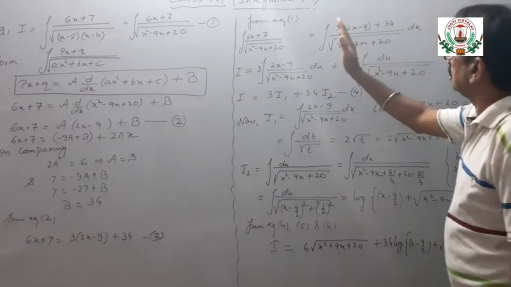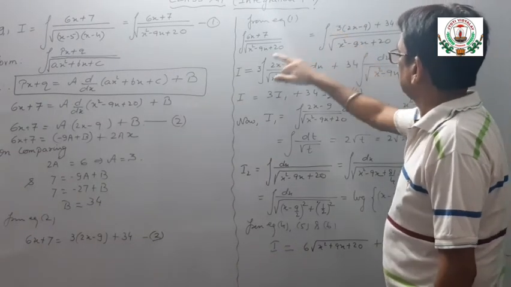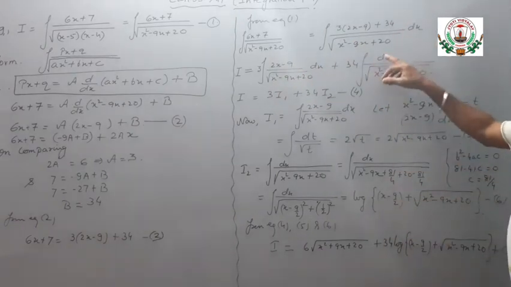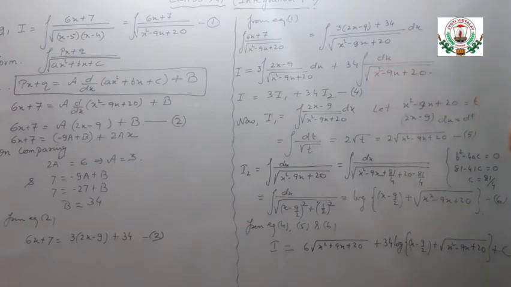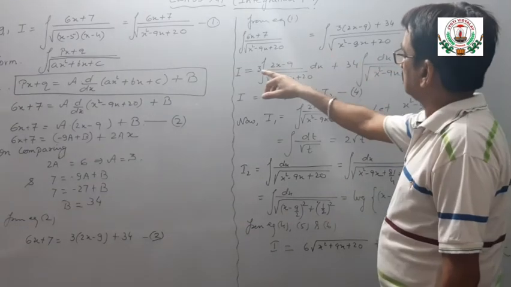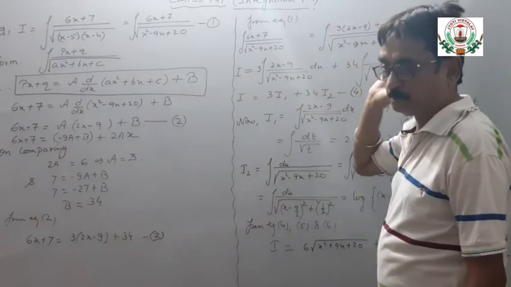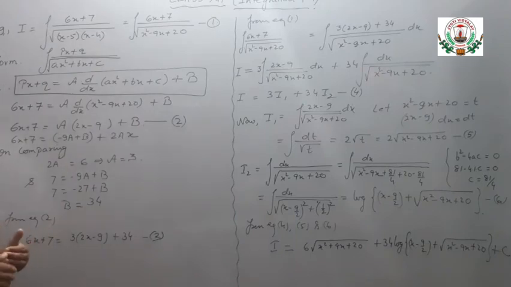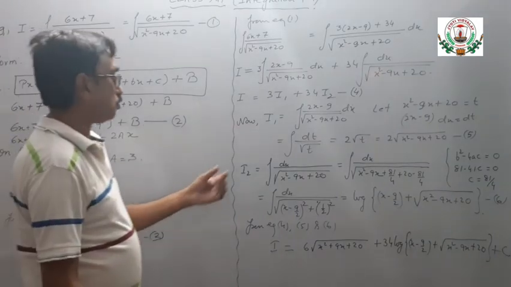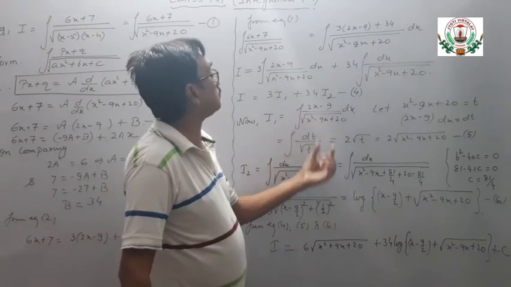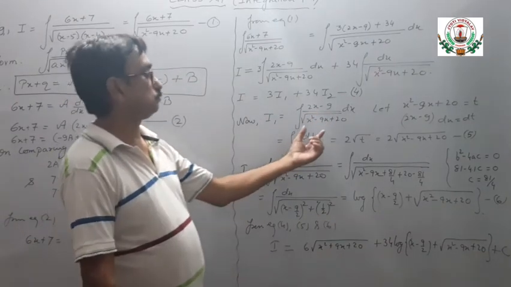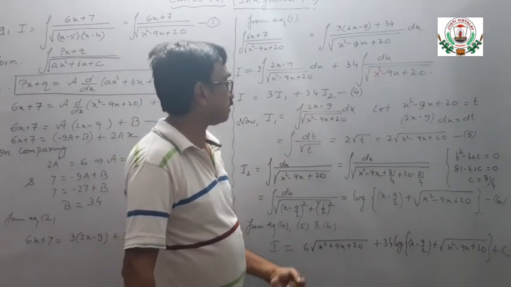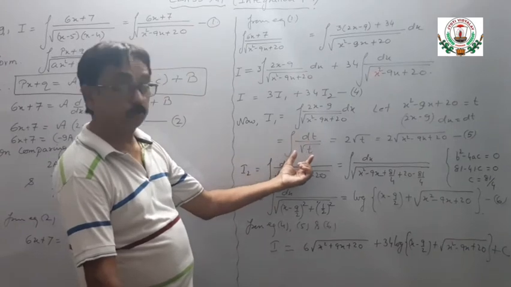Now you split it out, I1 and I2. 3 into 2x minus 9 under root x square minus 9x plus 20, plus 34 dx upon under root x square minus 9x plus 20. Now make it as 3I1 and 34I2. Now I1 we have to integrate in one place, and I2 we have to integrate in another place. So I1, 2x minus 9 under root x square minus 9x plus 20. Here also if we take the denominator as t, after differentiation we will get 2x minus 9. So it will become dt upon root t.